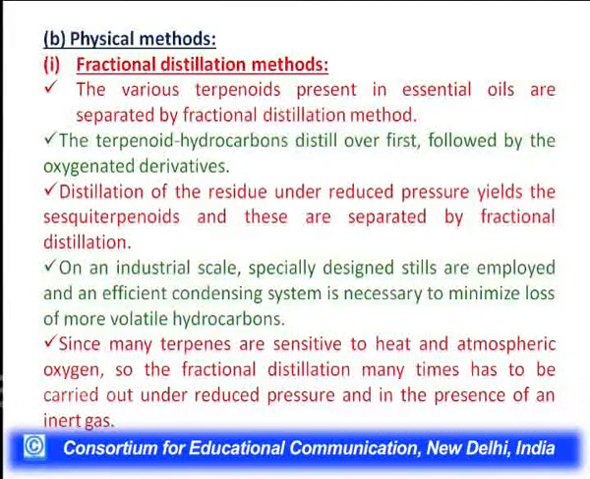The distillation of the residues under reduced pressure yields the sesquiterpenoids, and these are again separated by fractional distillation. On an industrial scale, specially designed stills are employed, and an efficient condensing system is necessary to minimize loss of the more volatile hydrocarbons. Since many terpenes are sensitive to heat and atmospheric oxygen, the fractional distillation many times has to be carried out under reduced pressure and in the presence of an inert gas.